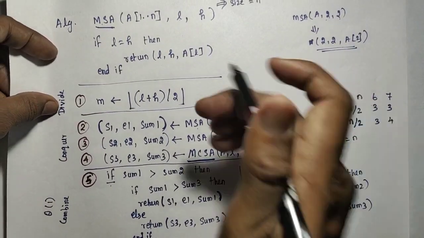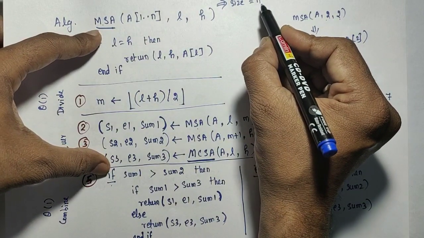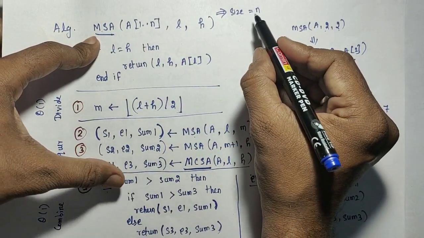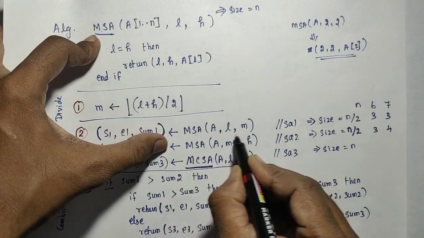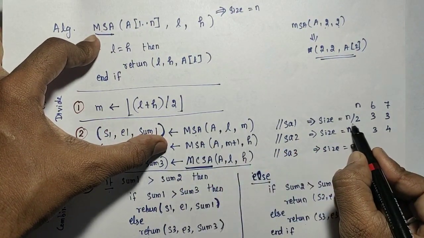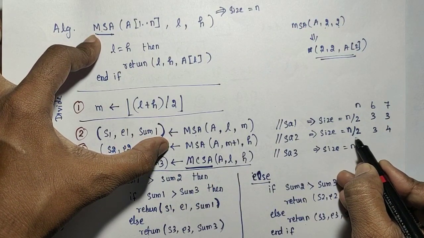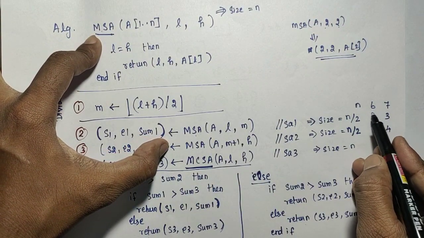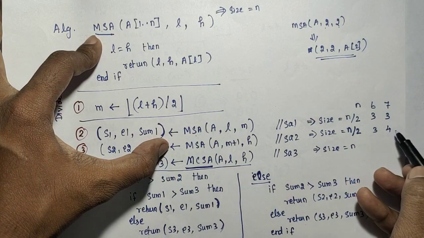Then we have assumed the complexity of the MSA for the size n is T of n. That is an unknown complexity. And similarly for this second MSA, the total size involved is n by 2. For the second call, the number of elements involved is n by 2. If 6 elements are there, it will be split into 3 and 3. If 7 elements are there, 3 and 4.